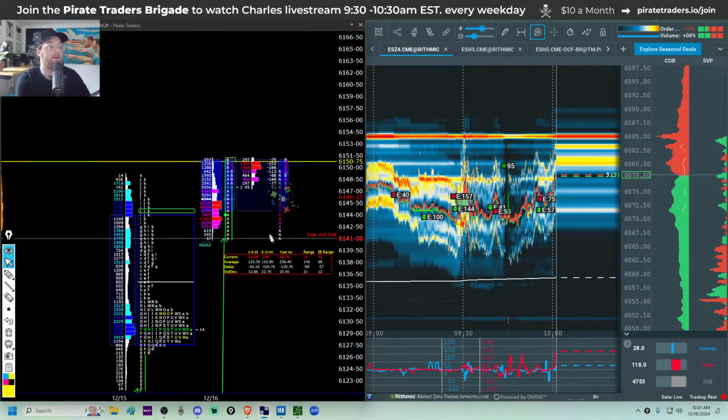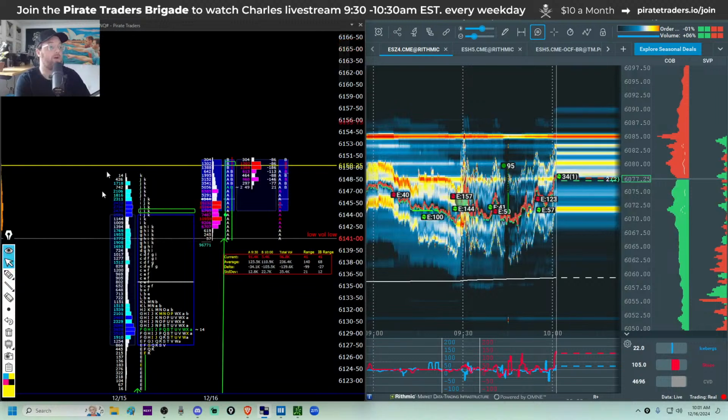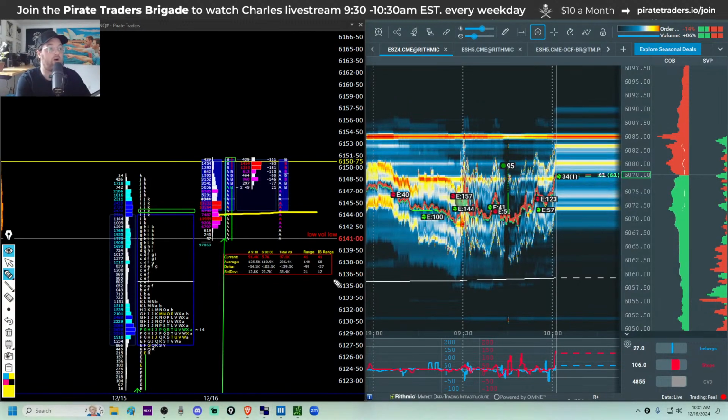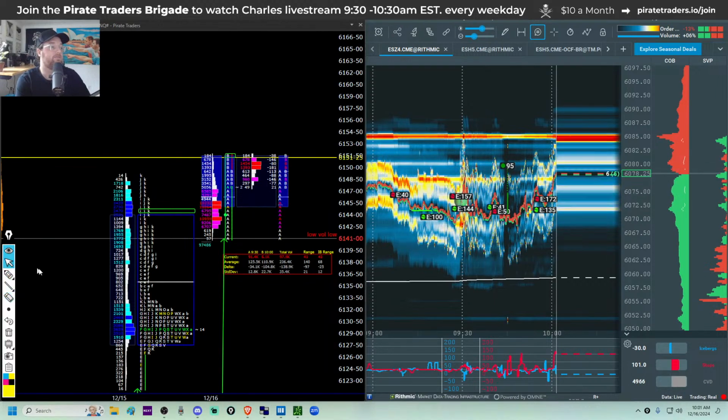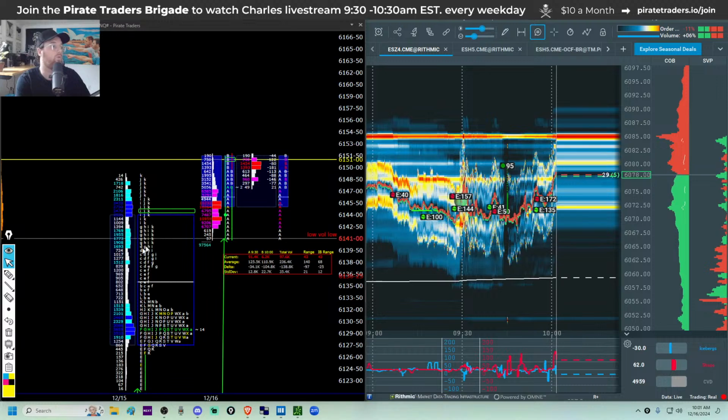So now the opening price for both markets has become very important. They do not want to cross back through that open or they squeeze the buyers. But until that happens, bullish.